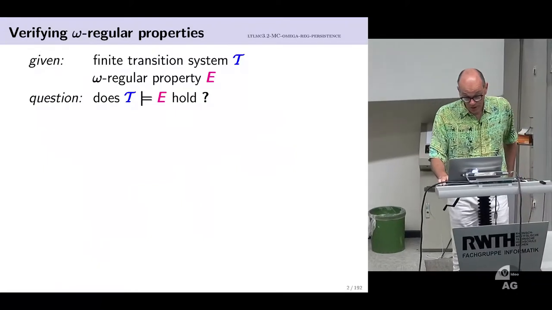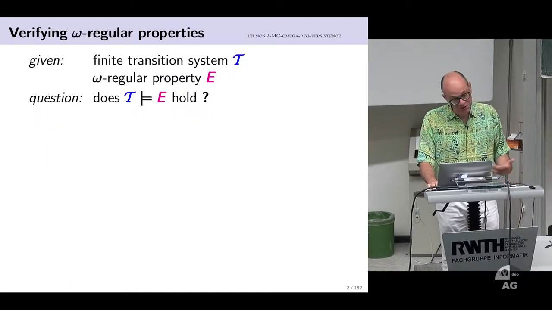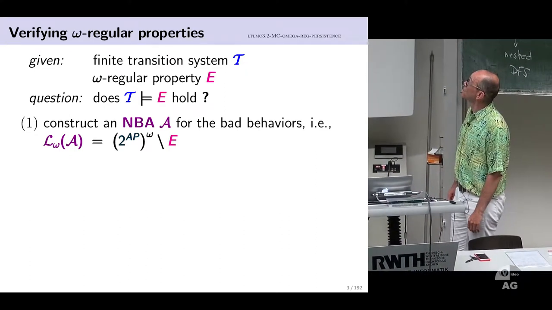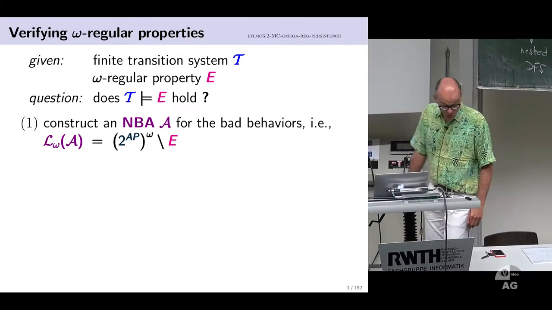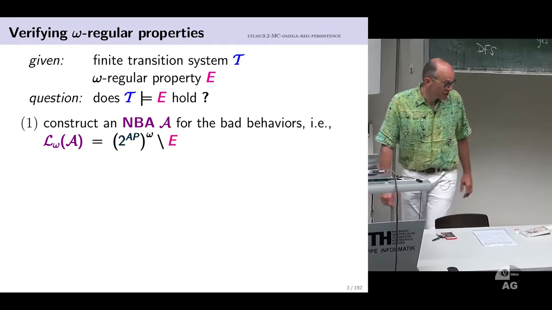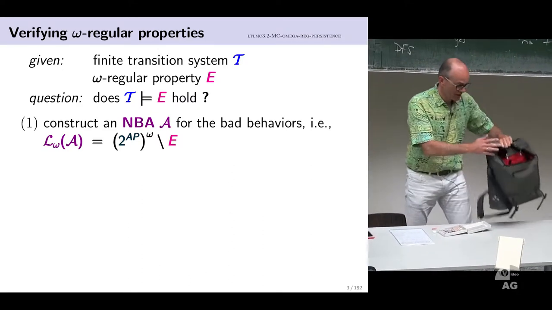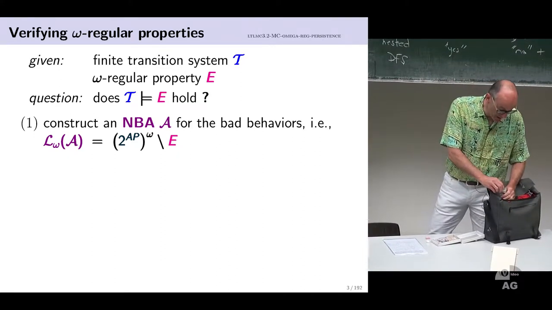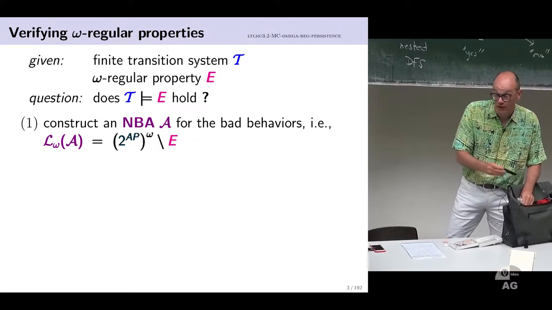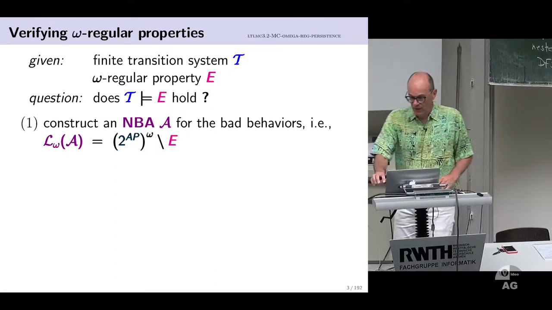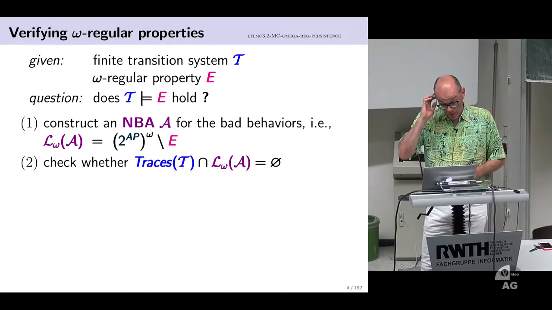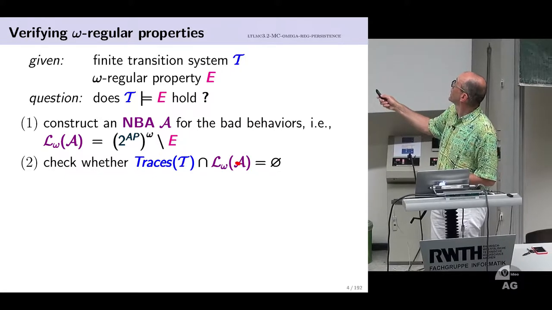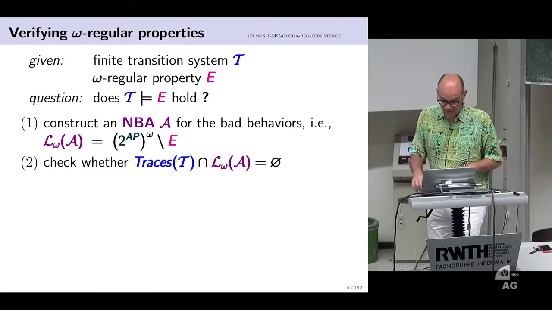So this is what we're going to do. As I just explained, omega regular property E: does the transition system satisfy the property? We're going to construct, as a first step, a non-deterministic Büchi automaton for the complement. So this is the automaton which accepts all behaviors that do not satisfy the property. Then we're going to check whether the transition system cannot generate any bad behavior.